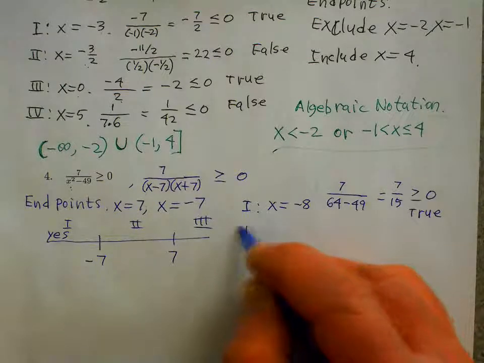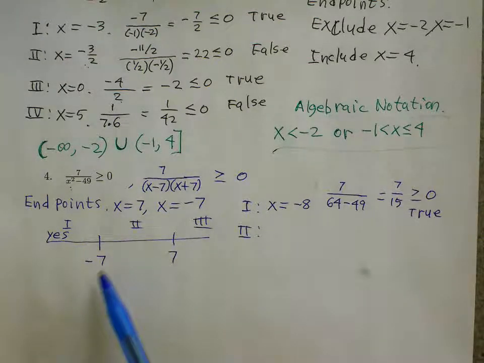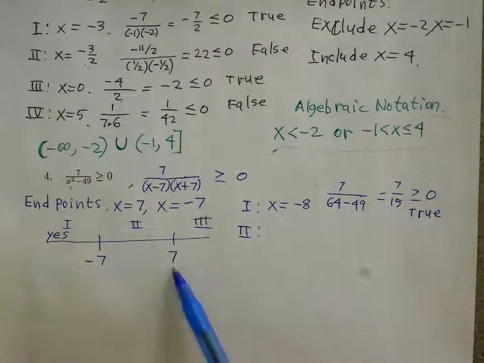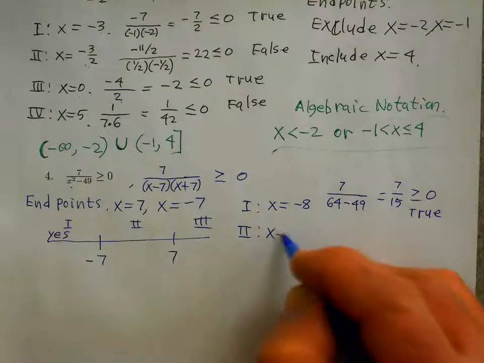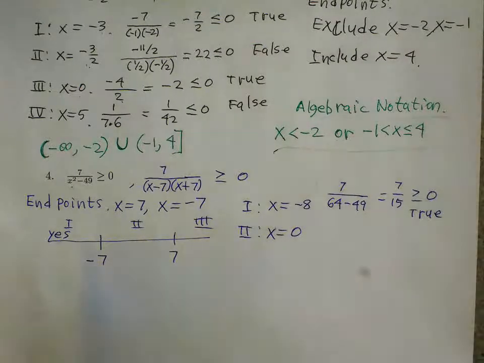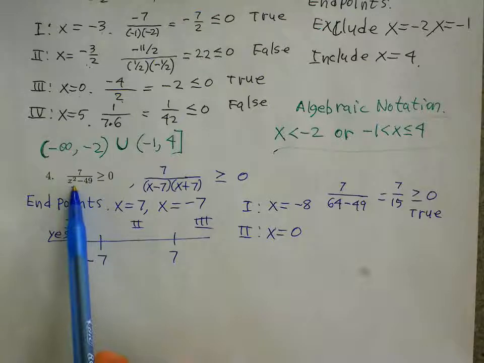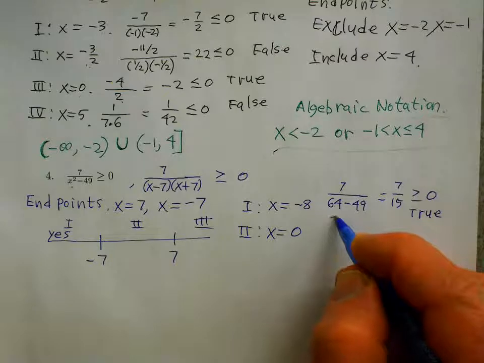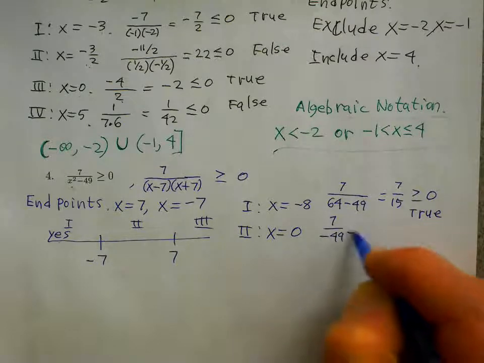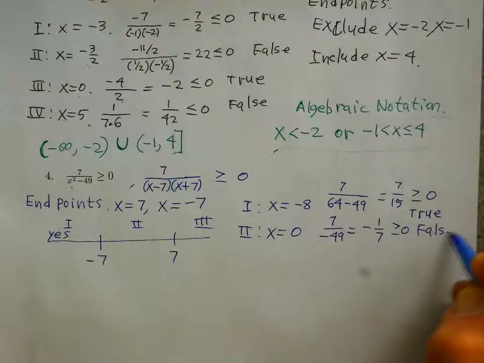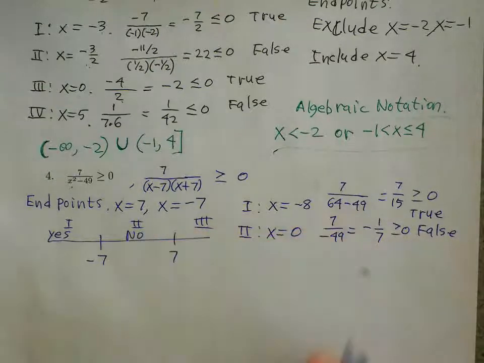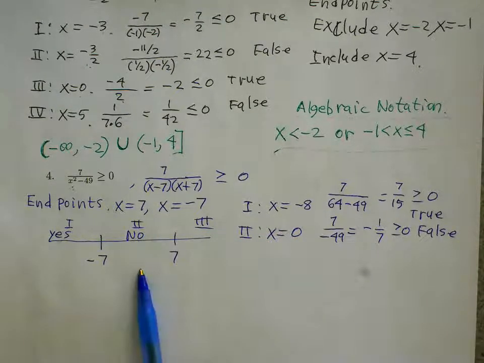In the second interval, pick any number you want between -7 and 7. Since 0 is in that interval, that's a convenient number to pick. So in the inequality, replace x with 0. And we get 7 divided by -49, or -1/7. But -1/7 greater than or equal to 0 is false. So none of the numbers in the middle interval are solutions.